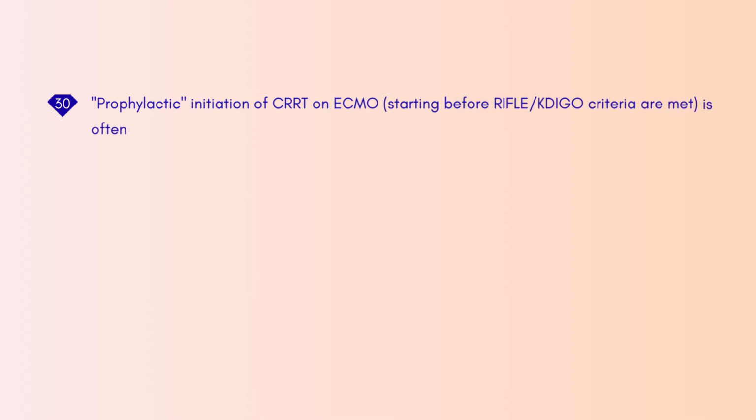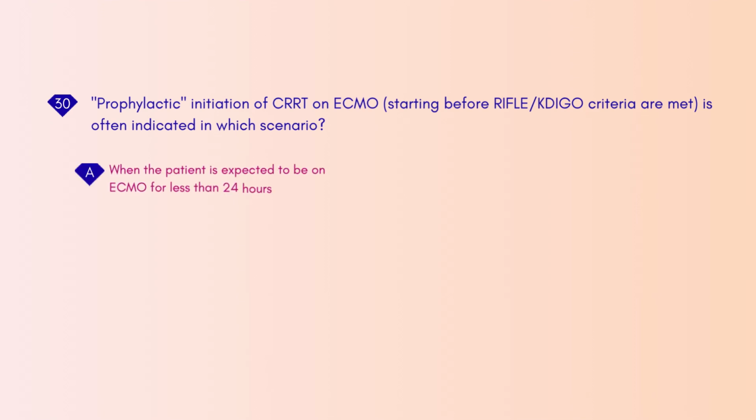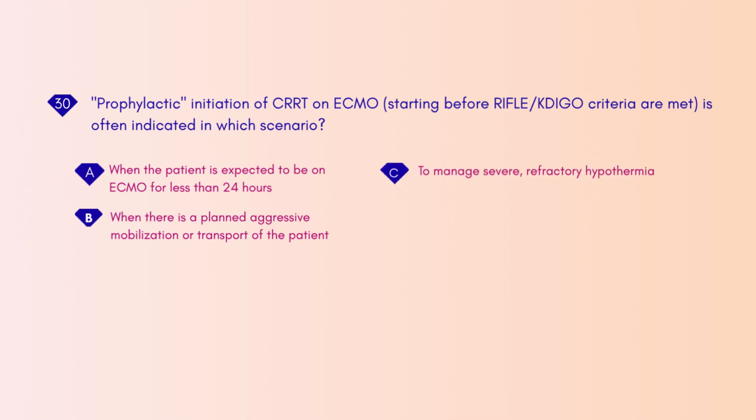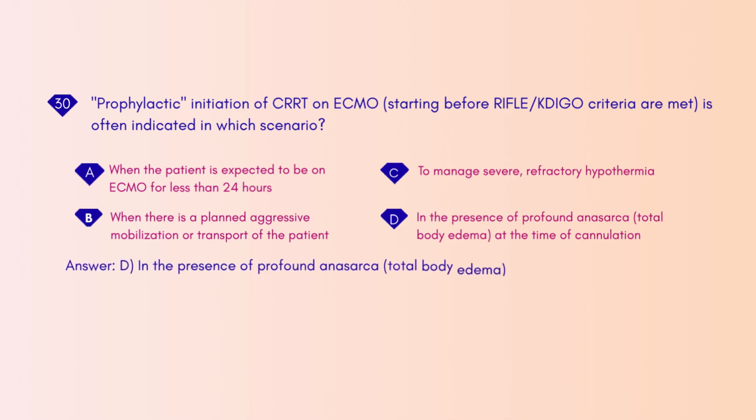Prophylactic initiation of CRRT on ECMO, starting before RIFLE/KDIGO criteria are met, is often indicated in which scenario? A. When the patient is expected to be on ECMO for less than 24 hours. B. When there is a planned aggressive mobilization or transport of the patient. C. To manage severe, refractory hypothermia. D. In the presence of profound anasarca, total body edema, at the time of cannulation. Answer: D. In the presence of profound anasarca, total body edema, at the time of cannulation.